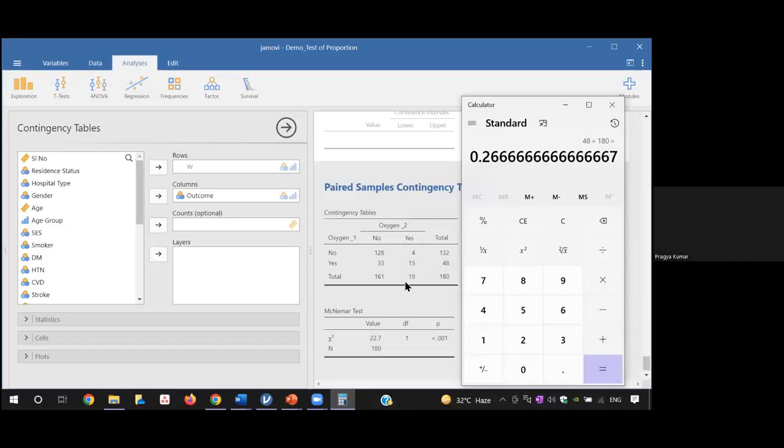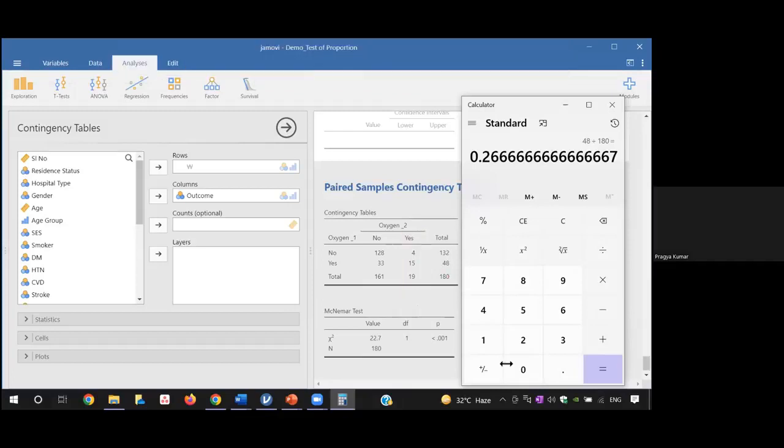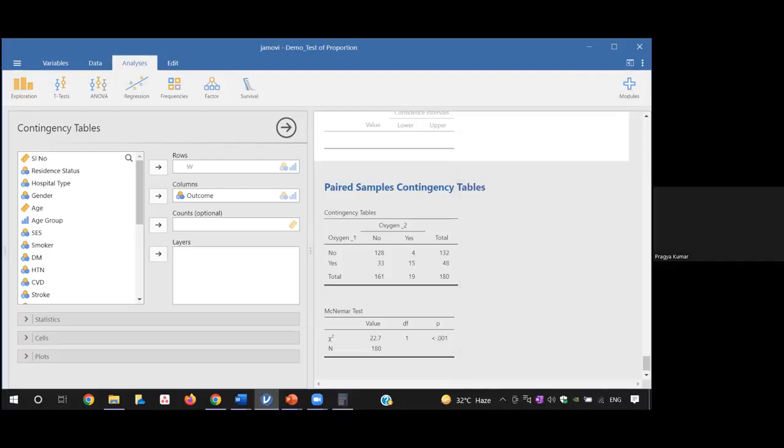Whereas if you see, yes, this column tells you the requirement just before the discharge. So 19 people out of 180 were requiring. So you can again write 19 divided by 180. That means 10.5%. So the oxygen requirement decreased from 26.6% to 10.5%. And that's why we call this McNemar a marginal proportion test, because it is only calculating the margin.